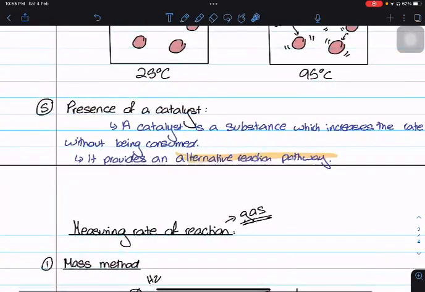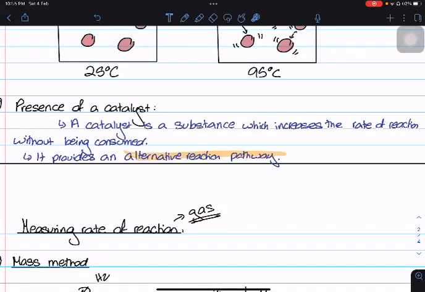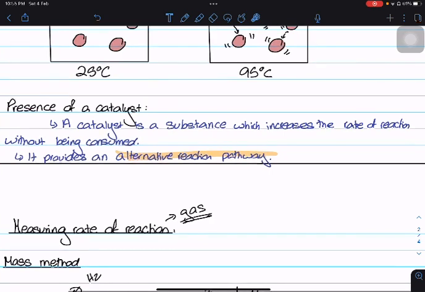Lastly, presence of a catalyst would also increase the rate of reaction. A catalyst is a substance which, again, like I said, increases the rate of reaction, but it doesn't get consumed. It increases the rate of reaction as it provides an alternative reaction pathway. Some examples of catalysts are transition metals.